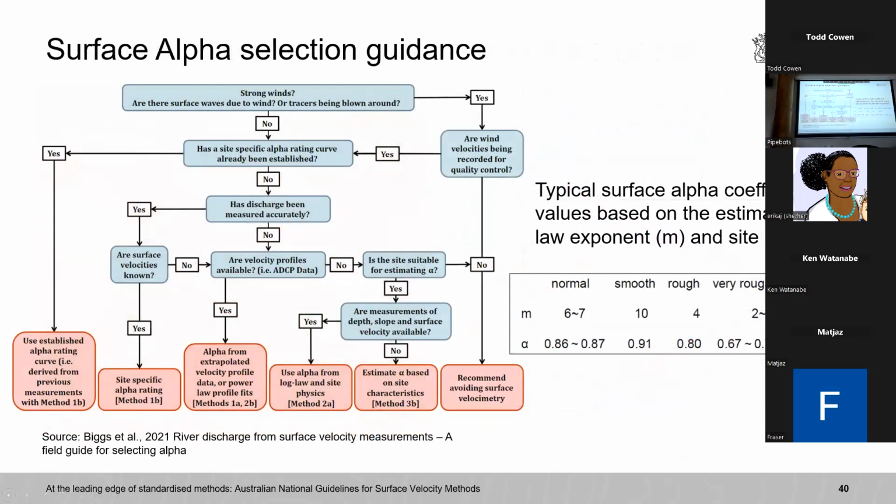We also included guidance on surface alpha to help those people. This is the flow that Hamish actually developed over in New Zealand, so we borrowed that, which we were talking about earlier. Going through the methodology, how to actually try and define a surface alpha using ADCP data or channel roughness with some examples of typical values, again to try and better explain and help define those for people who are confused.